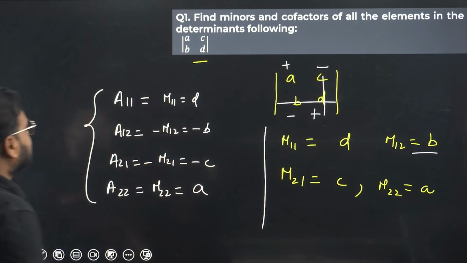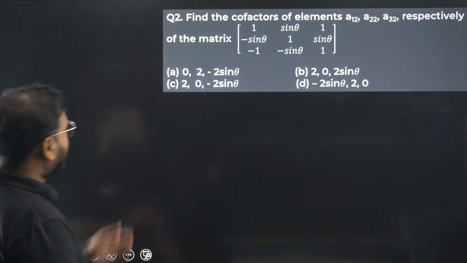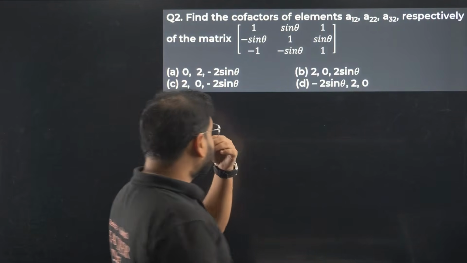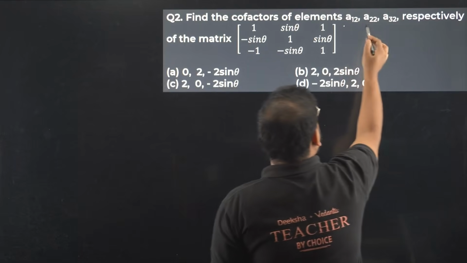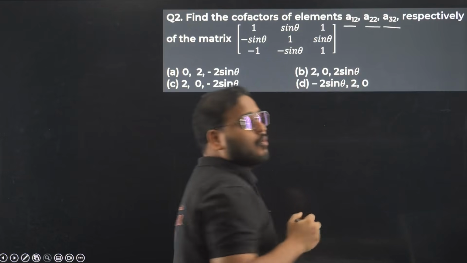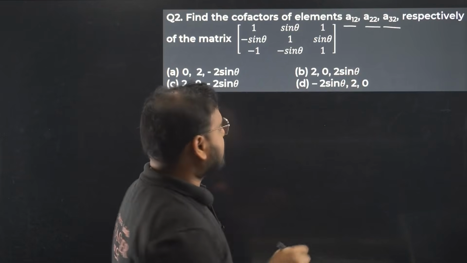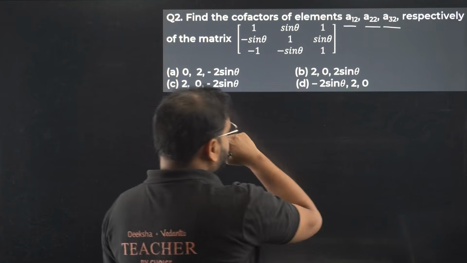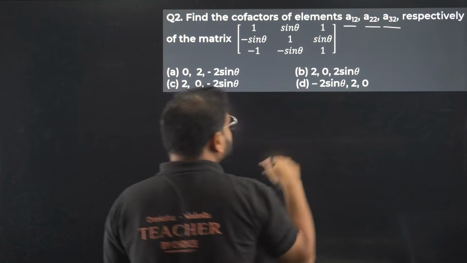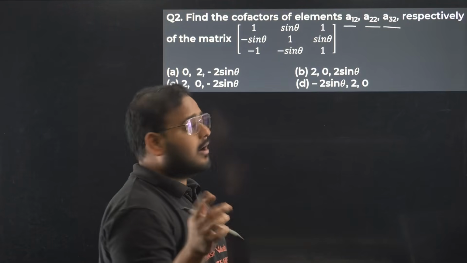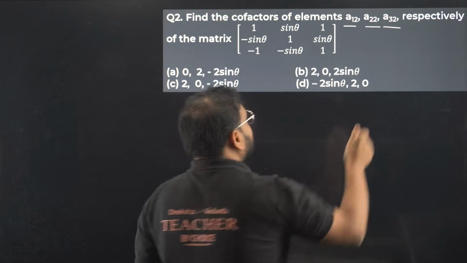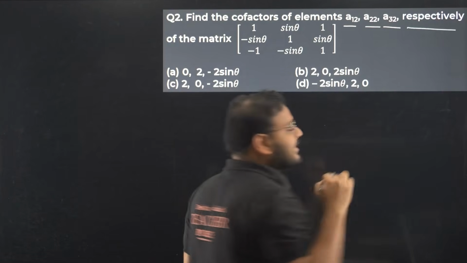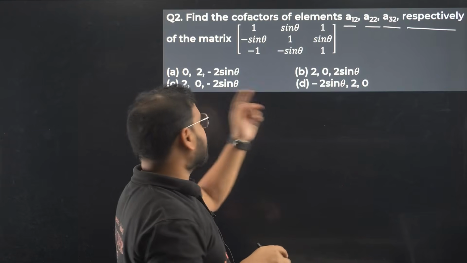Question number 1 is done. Question number 2 now. Find the cofactors of the elements a12, a22 and a32. See, that's how they can ask. They're asking for the cofactors, not the minors. Let's find that. So what is the smart way to do these questions? You do not have to find all of this at one time. Start from any one. See, the word written here is respectively, which means the answer should be in that same order.